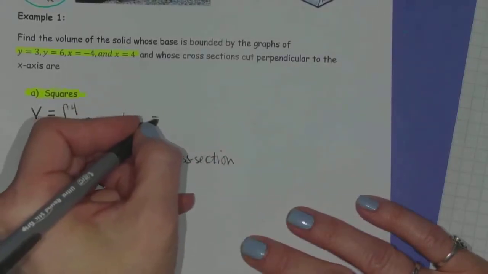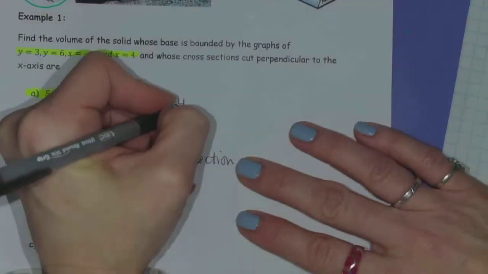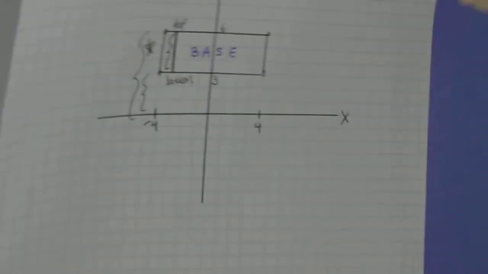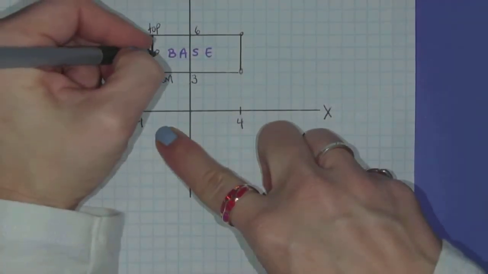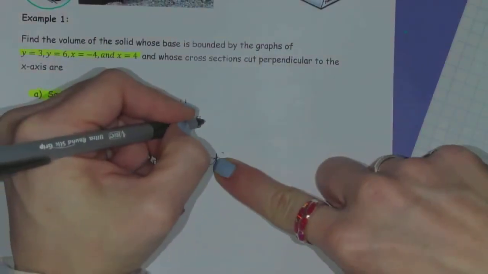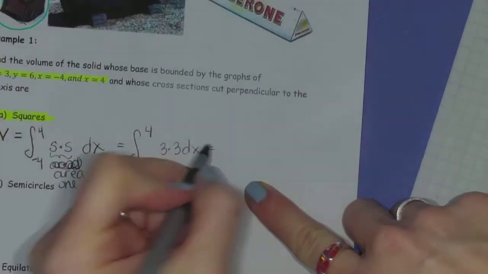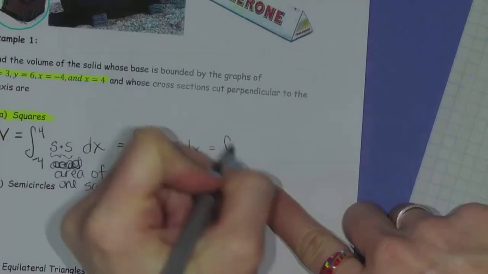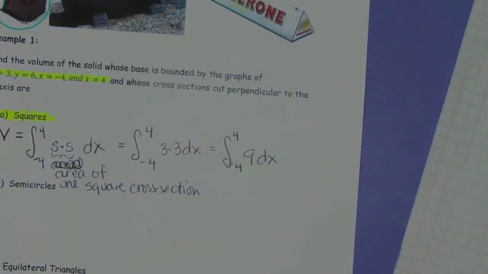Now the last step here is we have to get S in terms of X. Well, I think I just established that my side length is 6 minus 3, which is 3. So I'm really taking 3 times 3 dx, which is equal to the definite integral from -4 to 4 of 9 dx.